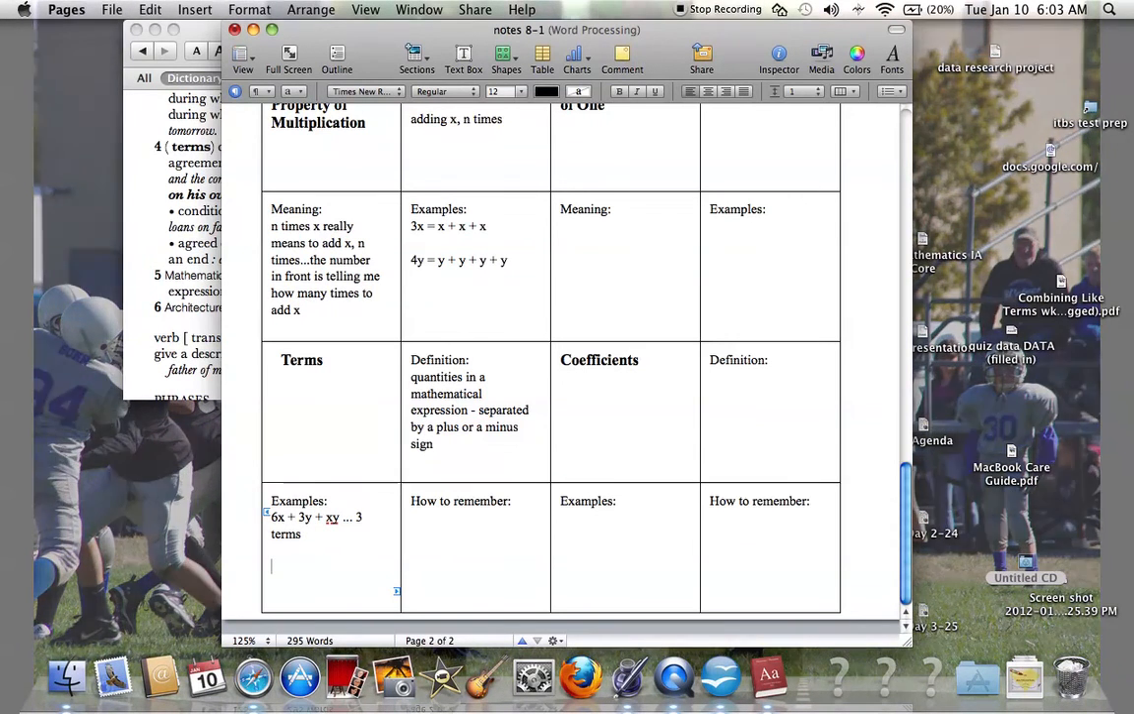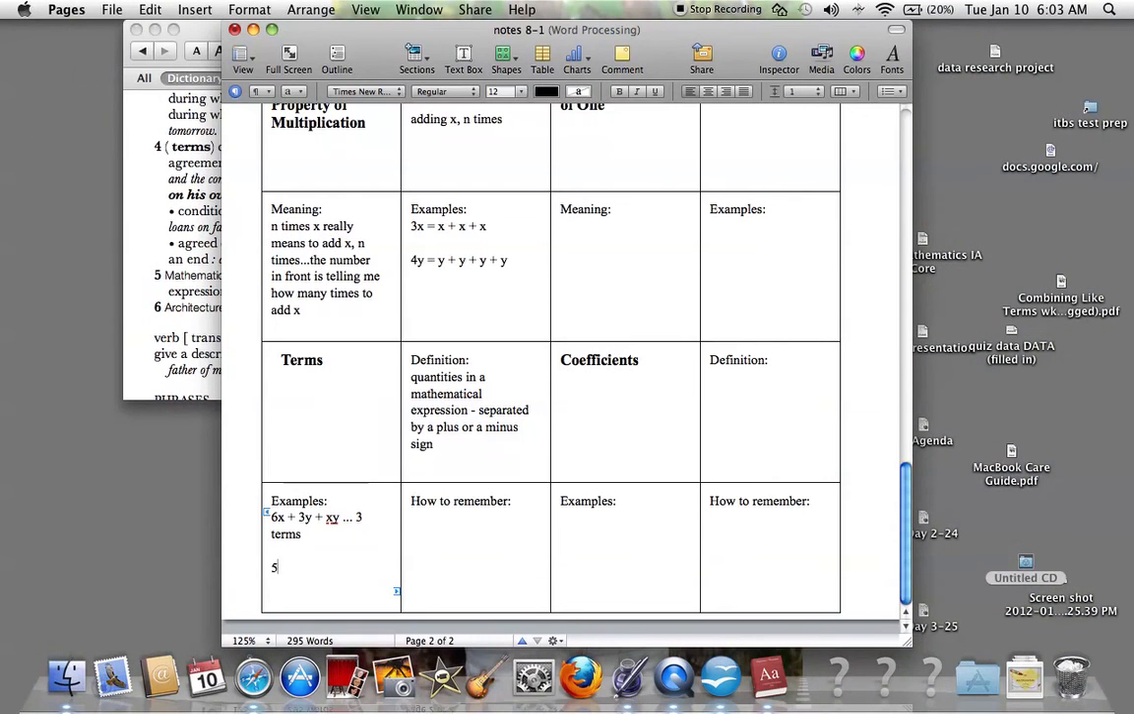Okay, if I do another example, I could look at 5y minus 4. In this expression, I have two terms. The 5y is the first term, the minus is what's separating my terms, my 4 is the second term.